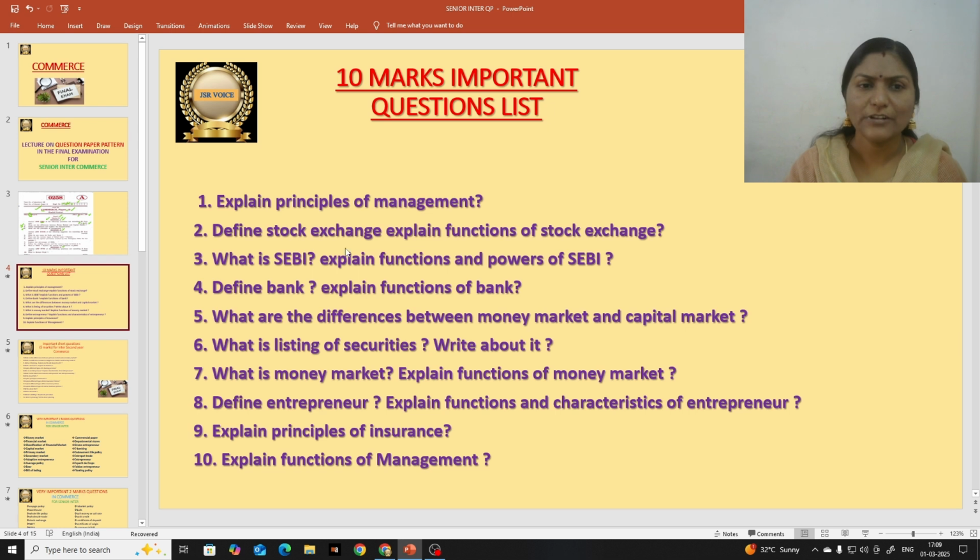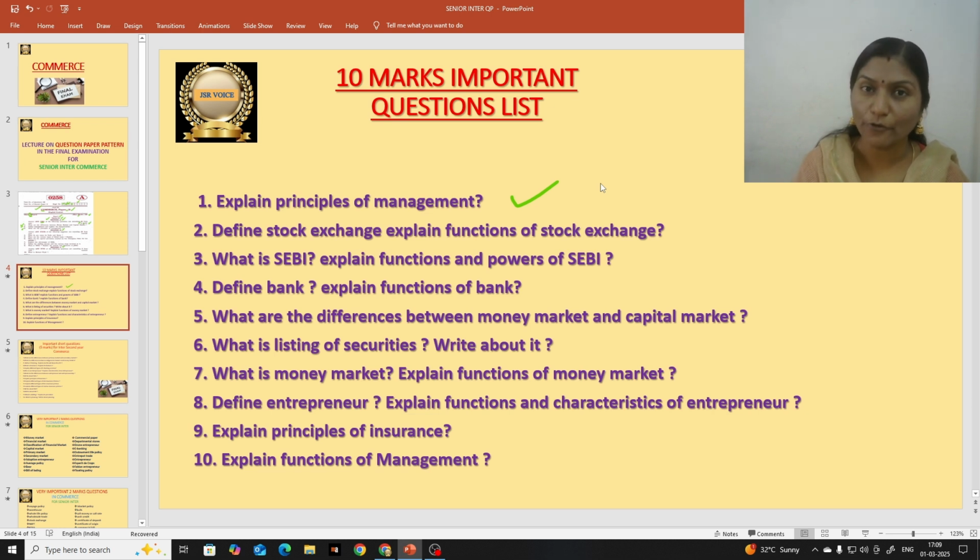And here the first question is principles of management. Principles of management is a very important question, students. If we look into the previous examination papers, every time this question appeared in the final examination. So you can understand how important it is. You should not leave that question, and everyone must learn that before going to the examination center. Hope this is clear, students. Everyone, don't forget, you have to learn this question compulsorily.